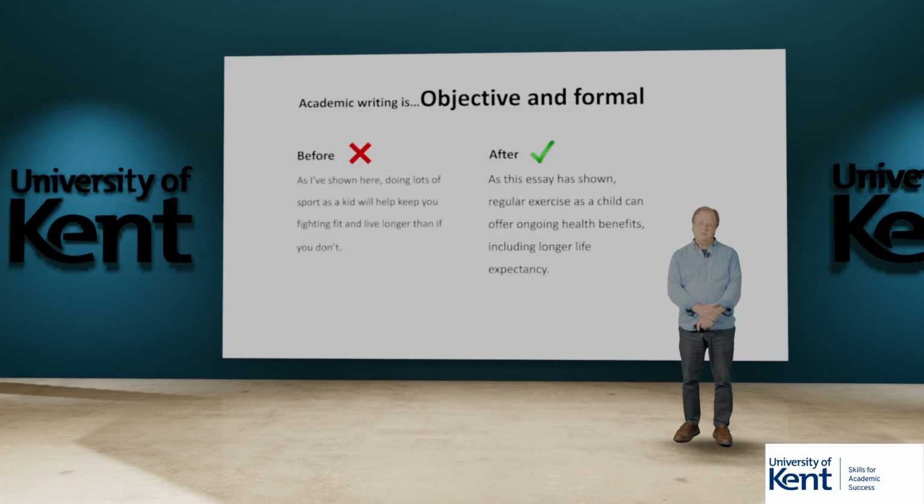With some exceptions, such as reflective writing, academic writing uses the third person, this essay will show, rather than I will show, to convey objectivity. It is also slightly formal, avoiding slang, jargon and contractions, namely using does not rather than doesn't.